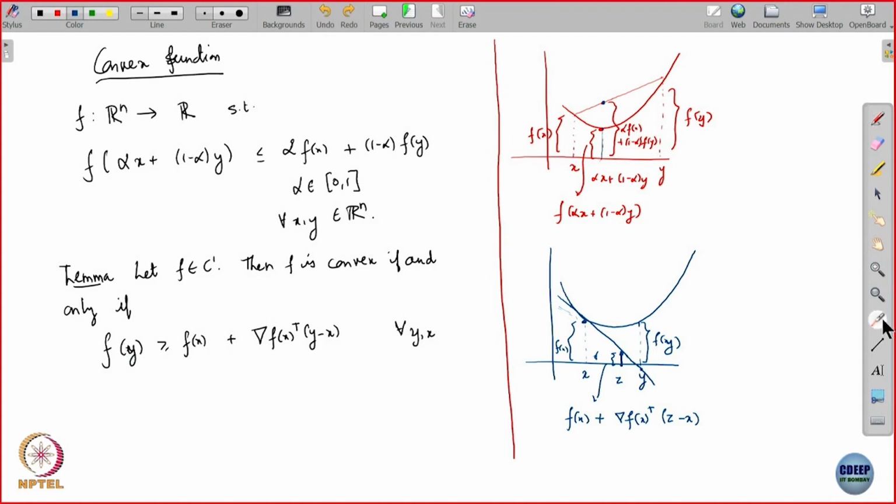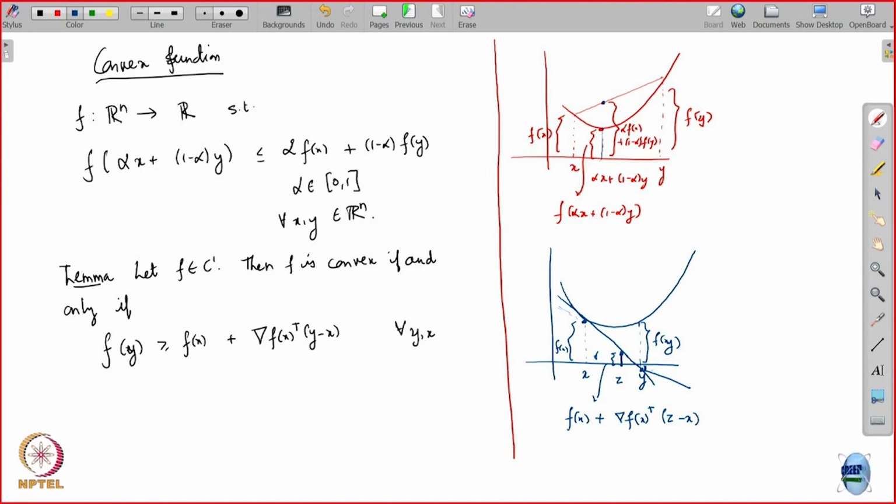It must be less than f of y. So, in this figure f of y is this height, and the value of the linear approximation is actually this. It's negative actually. It's below the axis, right. So, this tells you that f of y is definitely greater than the value of the linear approximation.